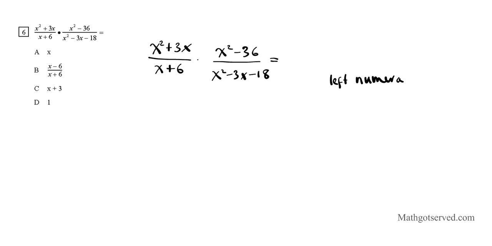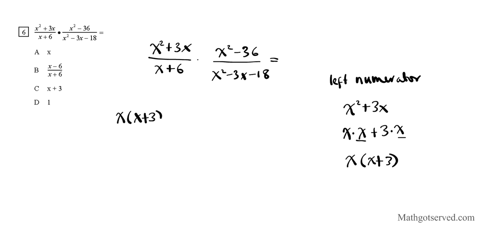The left numerator is x squared plus 3x. So let's break that down. We have x times x plus 3 times x. We can factor out an x. Take out an x, we're left with x plus 3. So that's the factored form of the left numerator, x times x plus 3. The denominator cannot be factored any further, so we'll leave it alone as x plus 6.